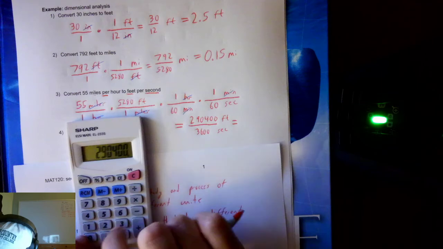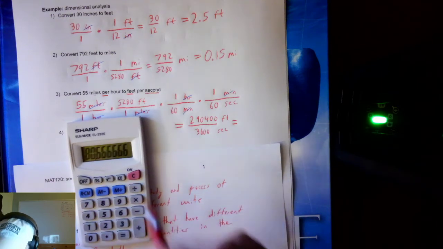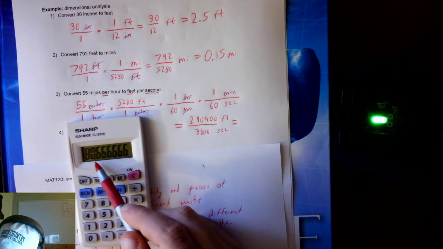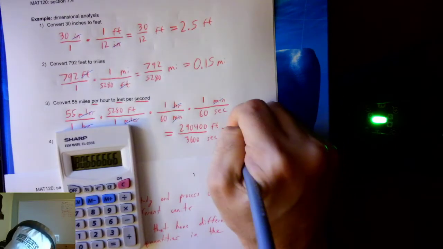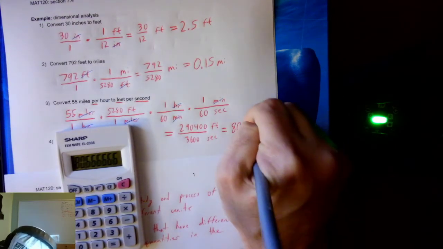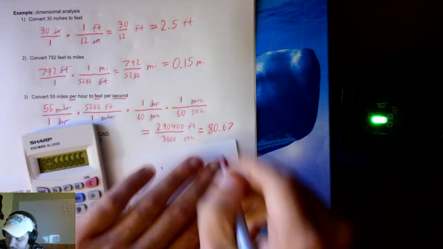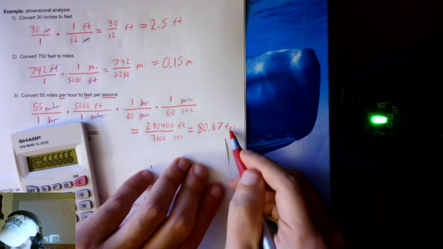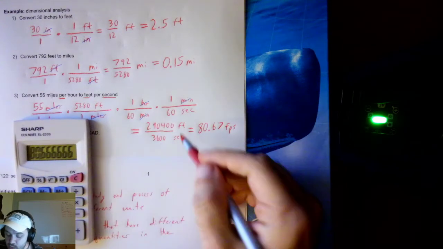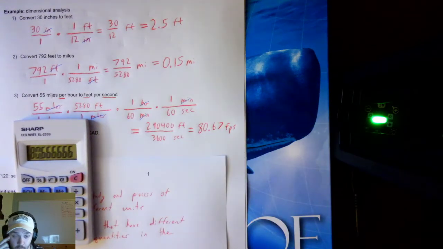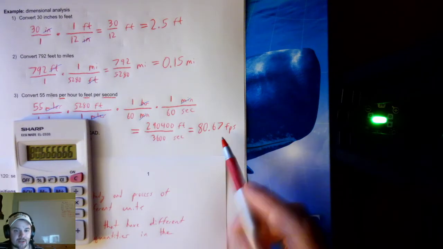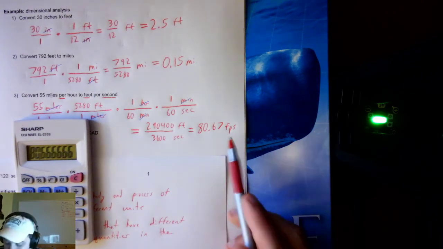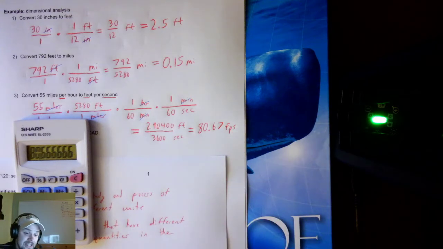290400 divided by 3600 gives me 80.67 if we round to 2 decimal places. And we can use the phrase FPS for feet per second if we want. Or you could write feet over seconds. Or you could write out the words feet per second. There's a lot of different ways to write feet per second, right? FPS is something we commonly see, though. That is a common unit for feet per second.